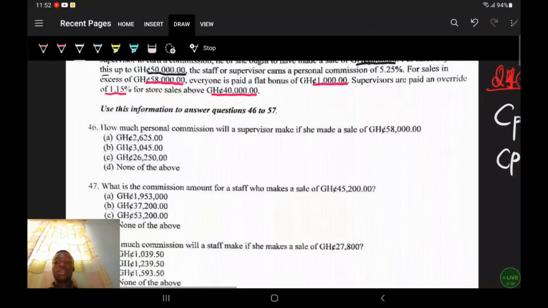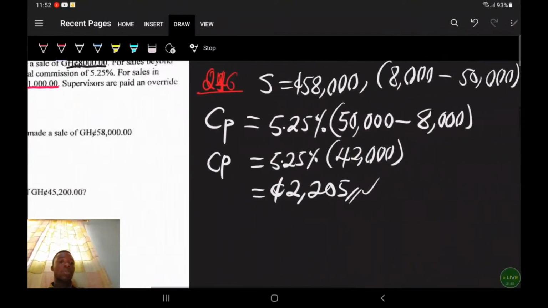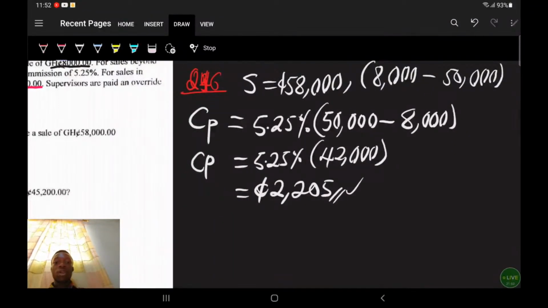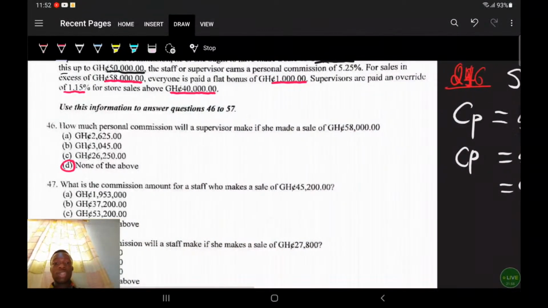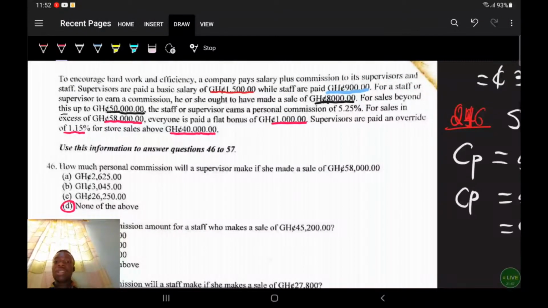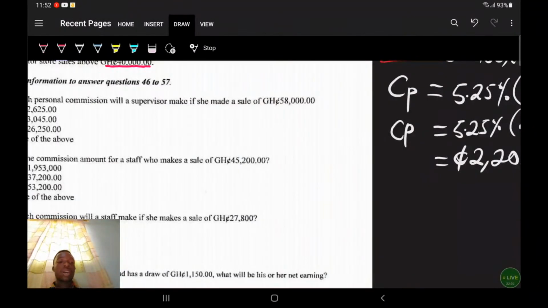So yeah, 2,205. So you see A is 2,625, which is not it, B is also different, C is not, so meaning that none of them is right. So let's take none of the above. So that is D, because none of the options satisfy what we have worked out here. So let's take note of that. So it's none of the above. I hope that is clear. So that is the condition for us to calculate the personal commission in that light.